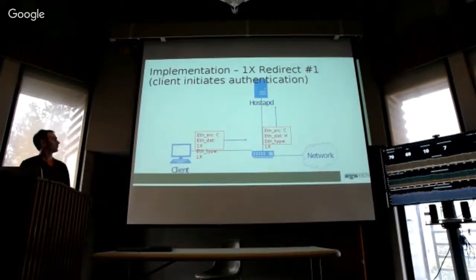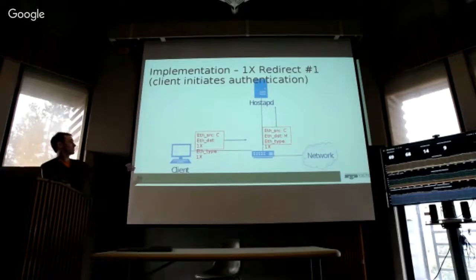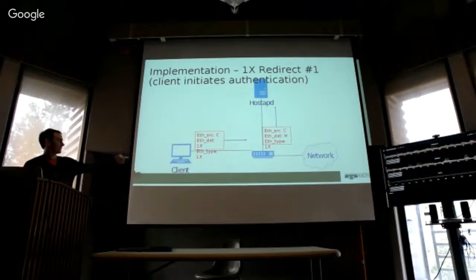So, going a little bit deeper into how we actually do things. Our client is going to send an 802.1X packet in this case to our hostapd server. It's going to be from the client, using the reserved MAC address for 802.1X traffic, and the Ethernet type is going to be 802.1X, or EAPOL. That's going to be sent to Faucet.